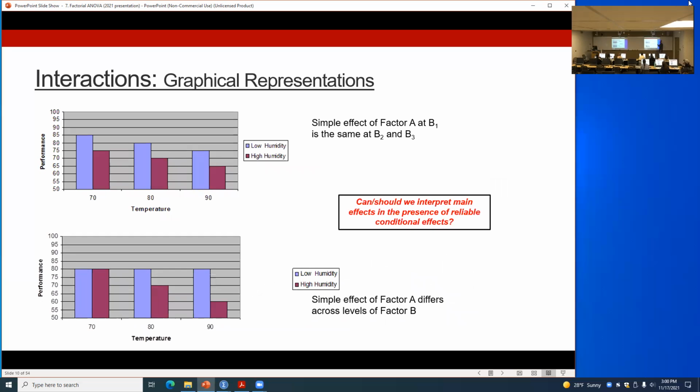All right. Can or should we interpret main effects in the presence of an interpretable conditional effect? If I have an interaction, should I be interpreting main effects? No. I don't know, I think it depends on the question. Okay.